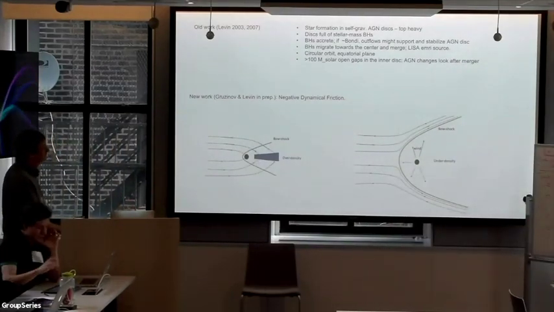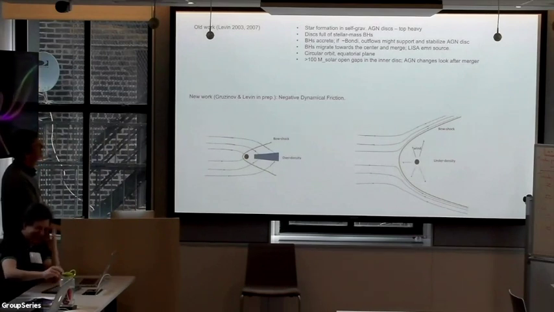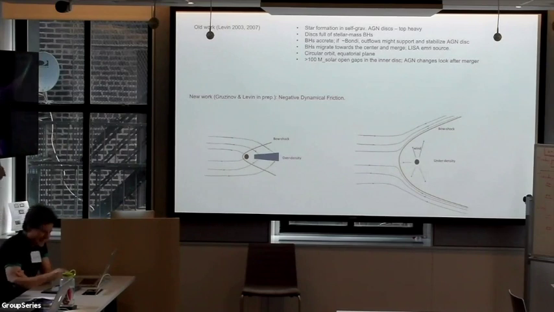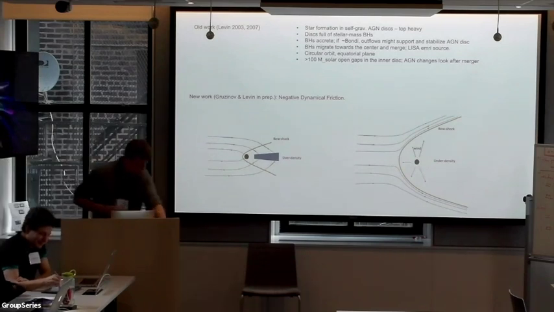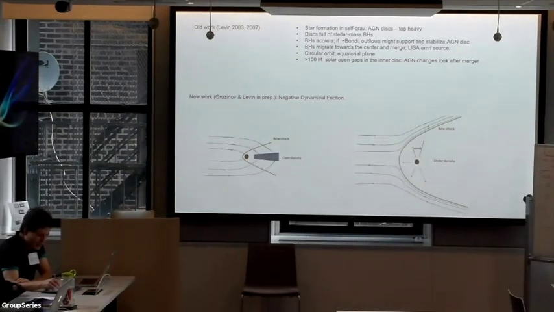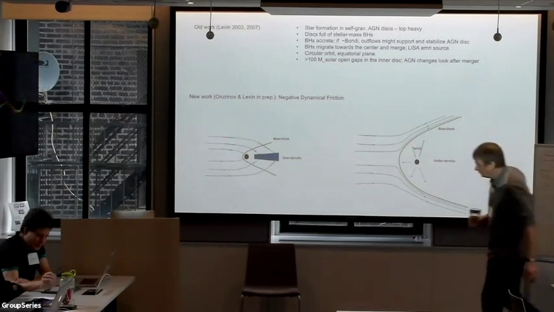Okay, so first of all, I want to mention a couple of papers that I wrote when I was a young man in the early 2000s. There is significant overlap between them, and the first one is kind of more adventurous, so I will focus mostly on it. The basic point is that if you have an AGN disk, it's problematic to keep it stable.